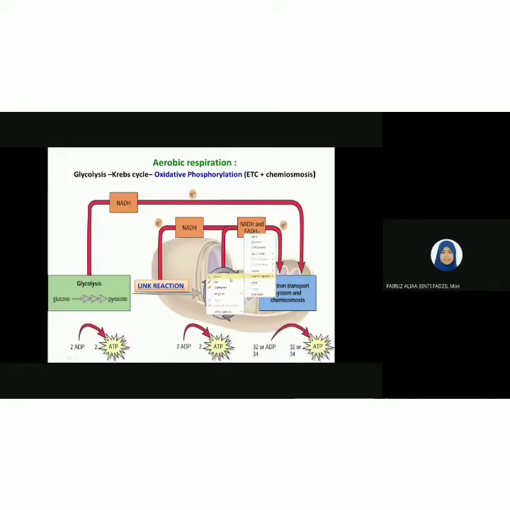Okay, I would like to refresh what we have already learned so far. Previously we learned about glycolysis, where glucose is broken down into pyruvate. If there is oxygen, so this is aerobic respiration, the pyruvate will be further oxidized and enters the mitochondrial matrix and proceeds with the link reaction.